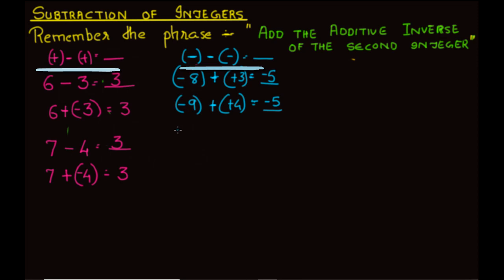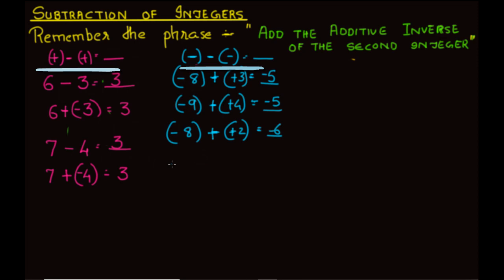Let's take another example. Negative 8 subtracted by negative 2. As I said, add the additive inverse. So what are you adding? The important sign out here is the subtraction sign. You add the additive inverse of the second integer. The additive inverse of negative 2 is positive 2. So what does negative 8 plus positive 2 give us? It gives us negative 6.